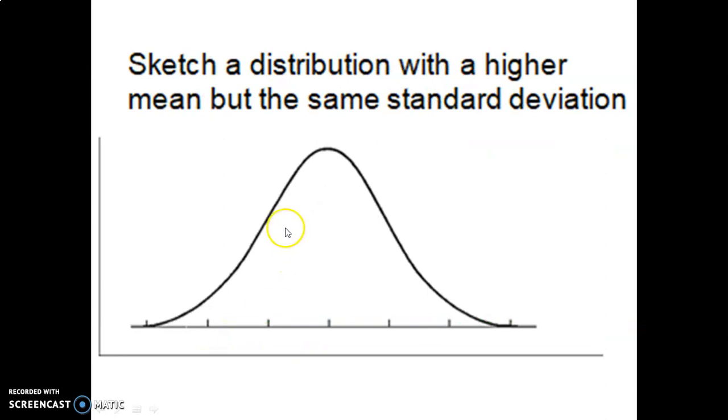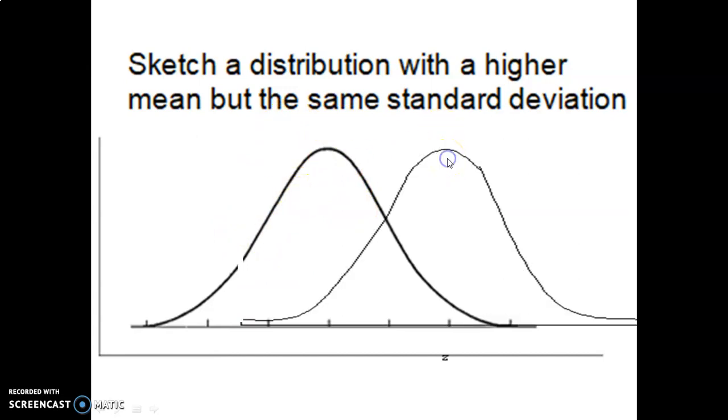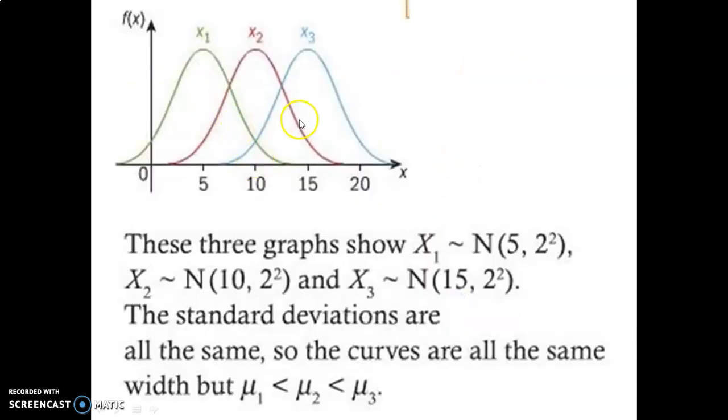Okay, now looking at this, can you sketch a distribution on the same picture here that has a higher mean but the same standard deviation? Well, I hope you sketch something like this. It has the same shape because the deviation tells us how much it's spread out. So this curve shows the same spread, basically the same width, but the mean has shifted forward, so the mean is higher. Here's some more examples of something like that.